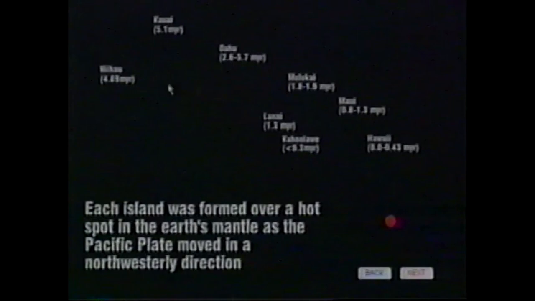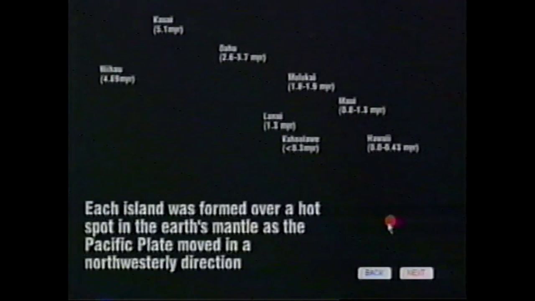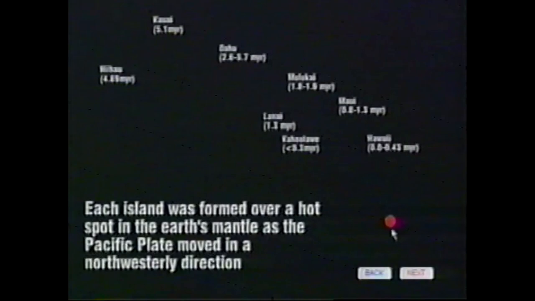Again, this slide isn't showing up well because we would have shown you the island chain here, showing how the islands were formed over this hot spot, with the Pacific plate moving in a northwesterly direction. Kauai was in this position about 5.1 million years ago, and as the plate moves, I think Dr. Carson mentioned about 3.5 inches per year, after 5.1 million years, Kauai is now in this position.